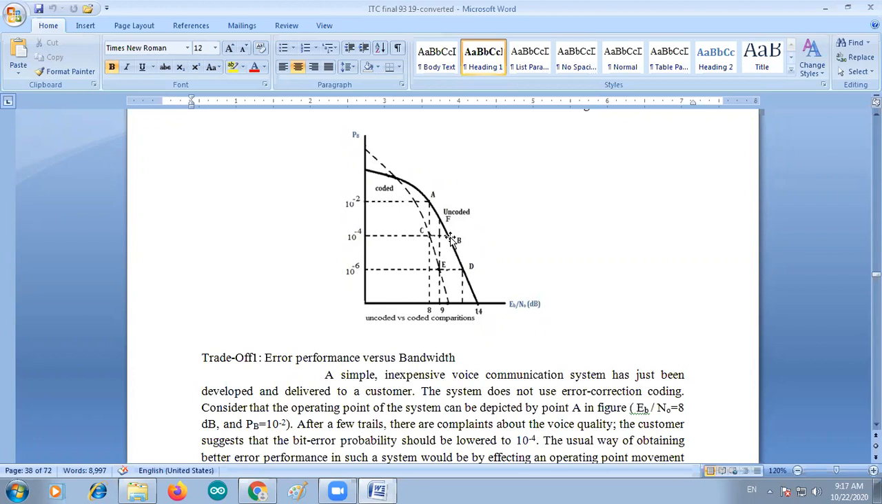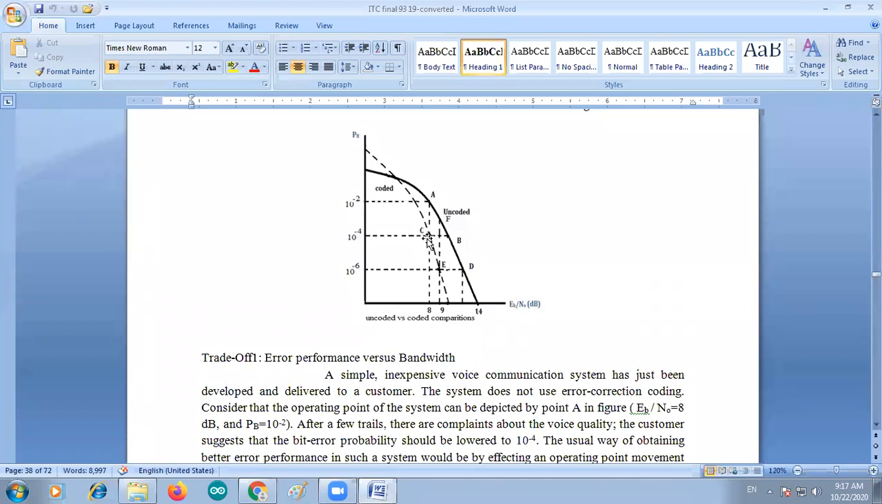At B, what is the Eb/N0 value? It somewhat increases. But I do not want to increase the Eb/N0 value. So please set the Eb/N0 value at 8 only and improve my voice quality. Then we can adopt the coding techniques. That's why the C point is located here. The C point means the system is designed at 10 to the power minus 4 and Eb/N0 value 8. That is possible when the coding technique is used in the system.